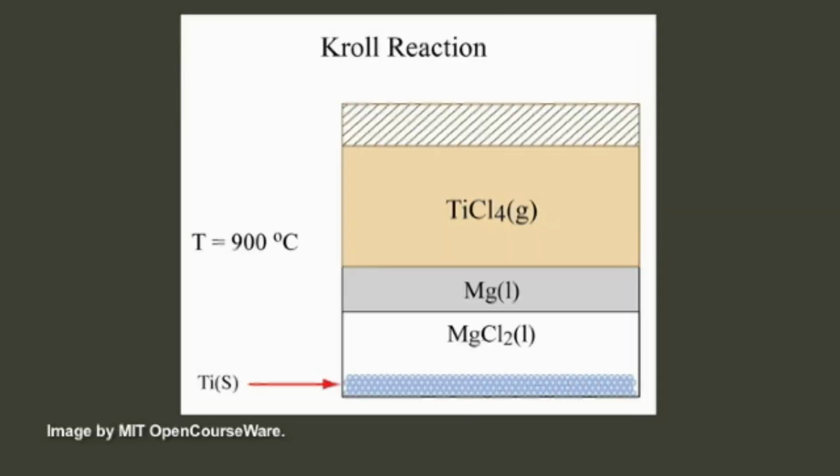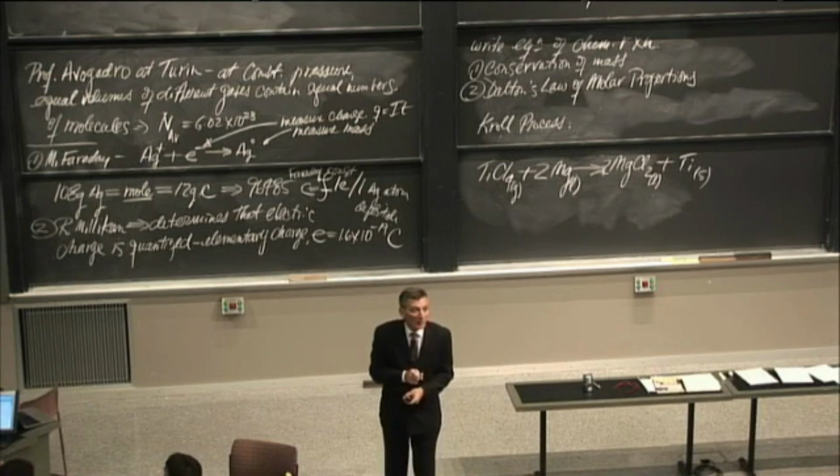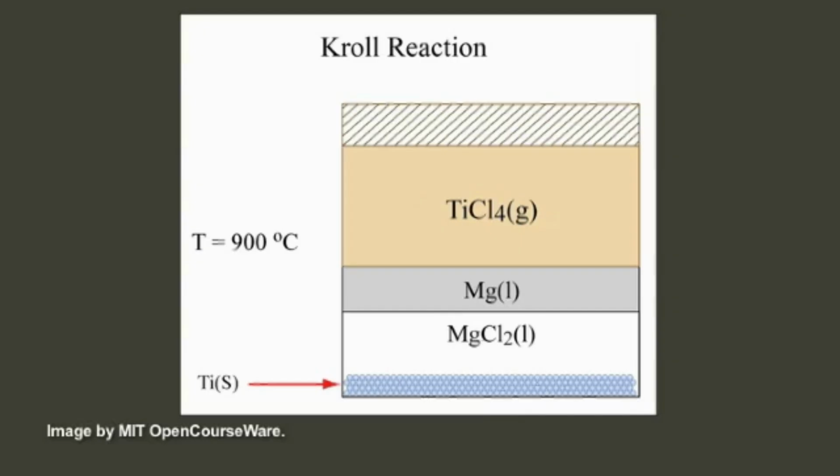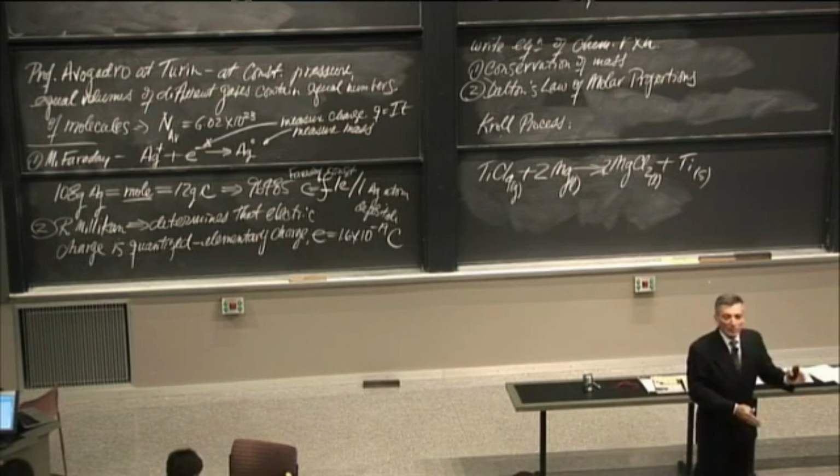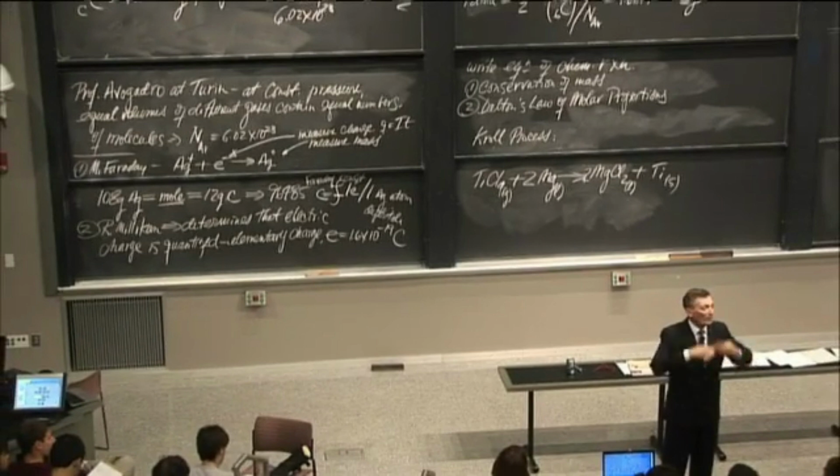So what happens over time is this. The magnesium chloride that forms pools underneath the magnesium liquid, gets out of the way so that we can continue to keep this interface clean and have the reaction proceed. You don't want a reaction where reactant A reacts with reactant B, makes a product that covers the interface, and now the product is in the way of future reaction.